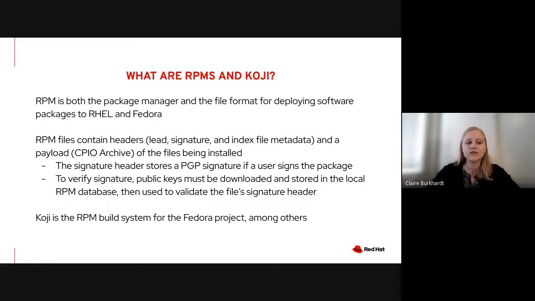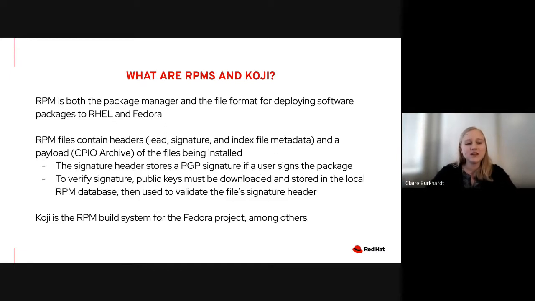If you're distributing RPMs, typically you're going to sign them for security purposes. If you want to sign an RPM, you can do that using PGP, and the signature actually goes into the RPM file itself. It's stored in the signature header. Then if you take that signed RPM file and distribute it, and your user downloads it, they should hopefully be verifying the signature before installing it on their machine.